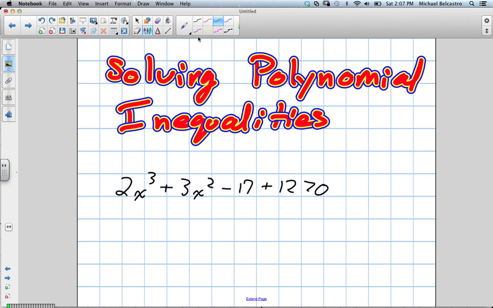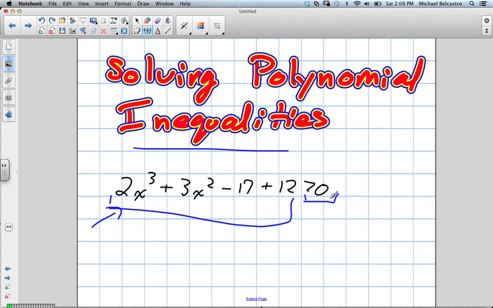Okay, so solving polynomial inequalities. We have an inequality here. This polynomial is essentially greater than 0. That's what they've told us. The first step in figuring out at what points this will be greater than 0, which also helps if we wanted to graph this, is finding the intervals where it is greater than 0. So in other words, we need to factor.